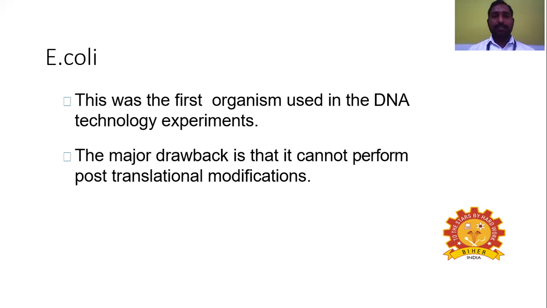So here we have E. coli. This E. coli was the first organism used in recombinant DNA technology experiments. The major drawback is that it cannot perform post-translational modification. Most of us are aware that there are post-transcriptional and post-translational modifications in eukaryotes, whereas in prokaryotes you don't find them. So this is the major drawback of E. coli.